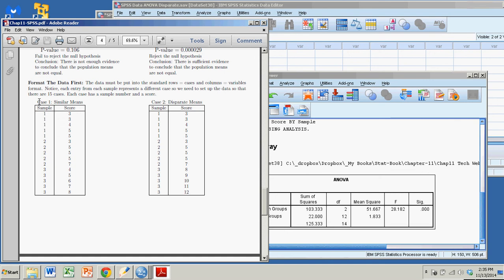And so that wraps it up. We have SPSS ANOVA, or one-way ANOVA in this case.